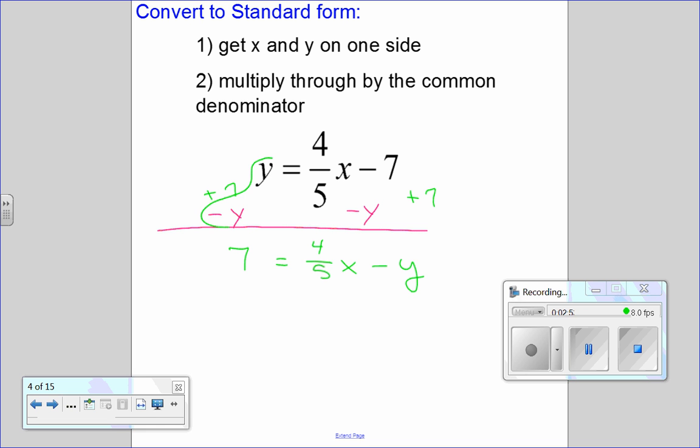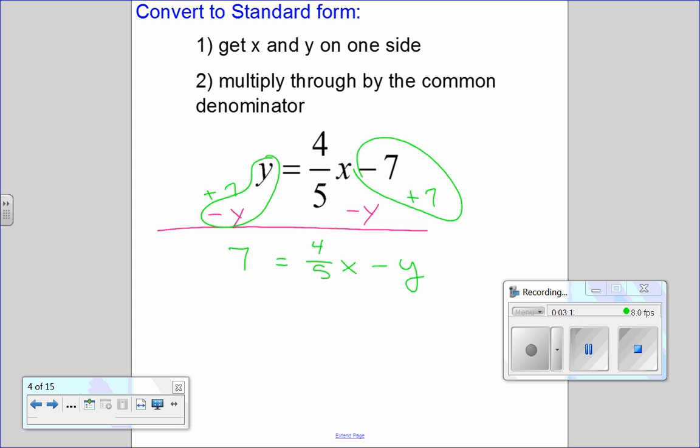This step here was me moving the y. This step here was me moving the 7. I did it in one step. Now, if you want to do it in 2 steps because that makes more sense to you, you can. Did you visualize what happened? I can point. This y moved to the right. This negative 7 moved to the left. Yep, they swap sides.